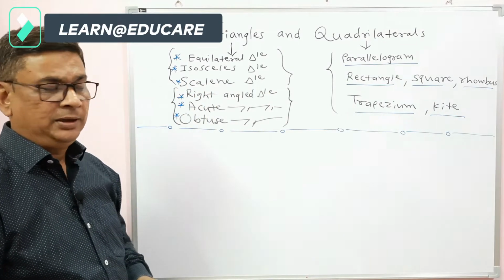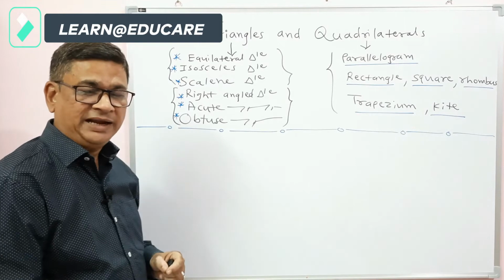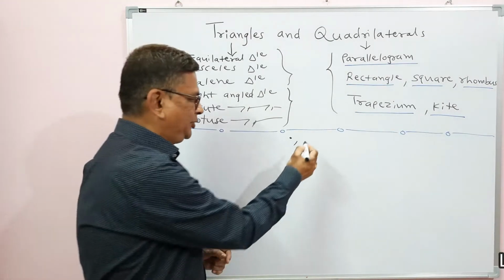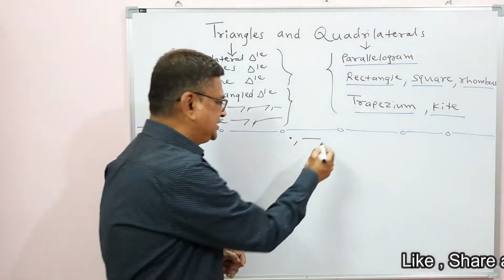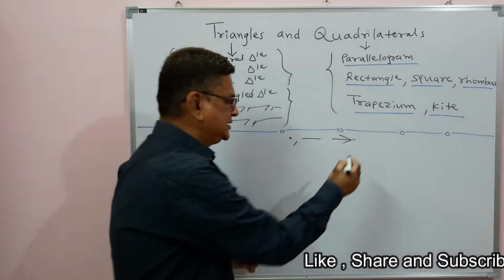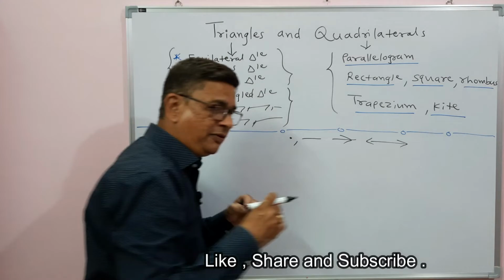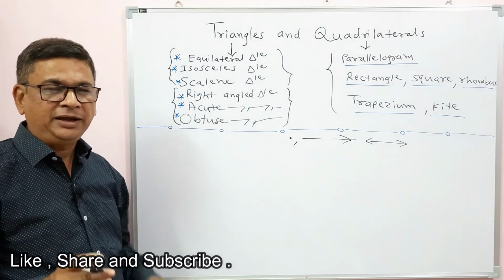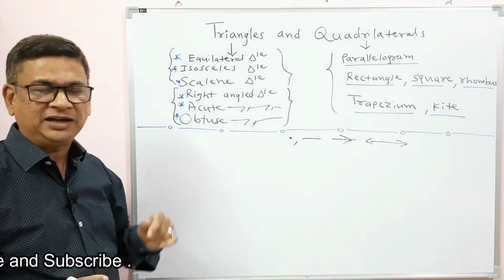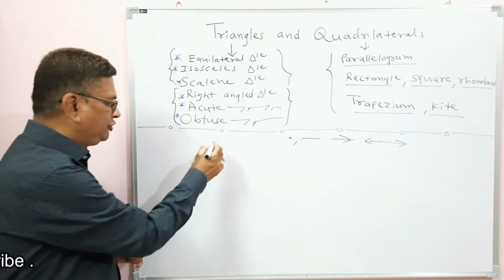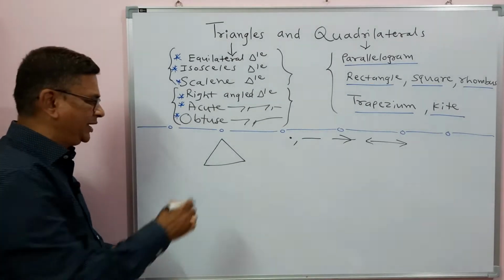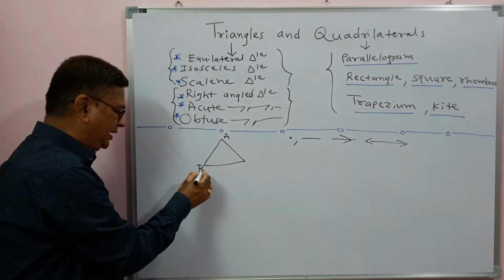You know the basic concepts in geometry: we have the concept of point, the concept of line segment, the concept of ray, the concept of line, and afterwards comes the closed figure called polygon. And in the polygon, the very first that comes is the triangle. A triangle is denoted by such a three-sided closed figure. For example, this is triangle ABC.